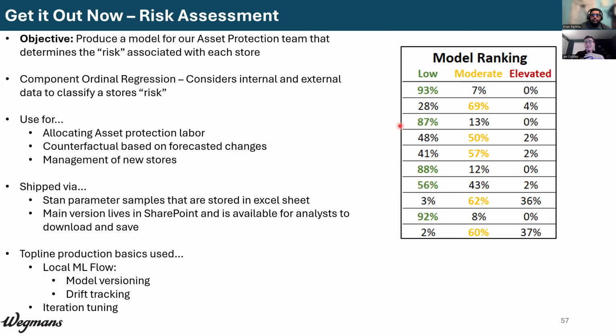And you unlock, this is huge, you unlock a new layer of nomenclature for the asset protection team. Instead of saying a store is low risk, a store is high risk, they can now say, well, it's low leaning medium, or it's moderate leaning low. This is because you're using these Bayesian models, you get that for free, as well as, of course, being able to fit the model you want.